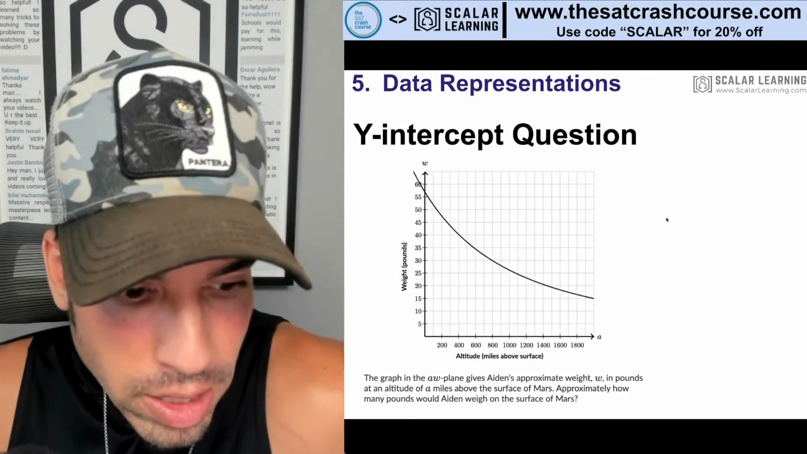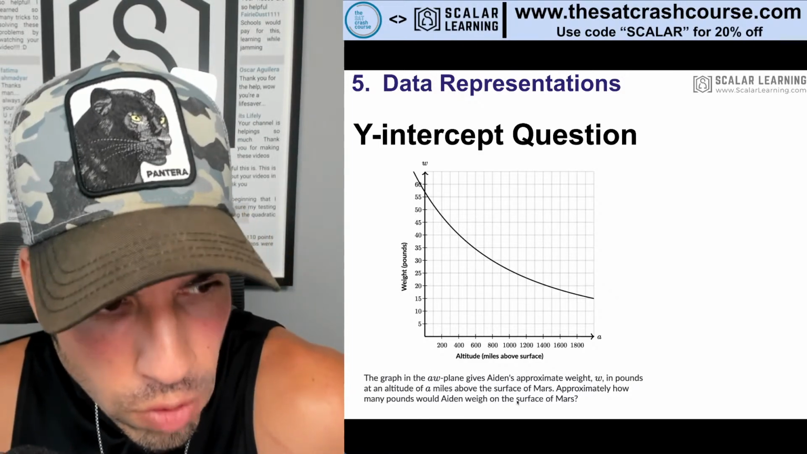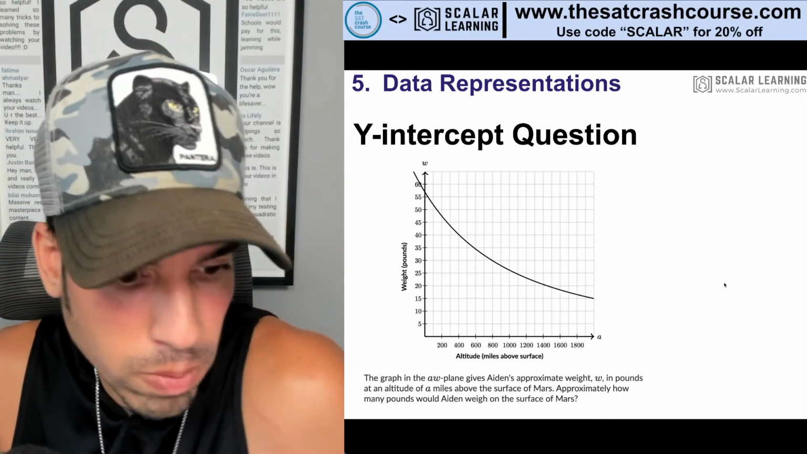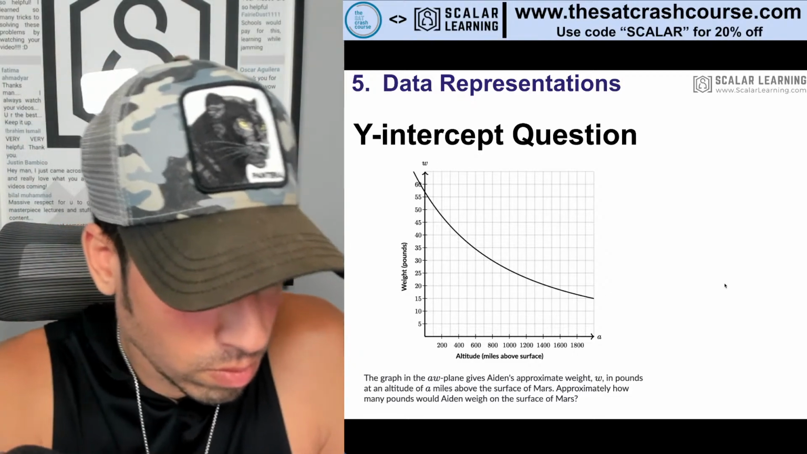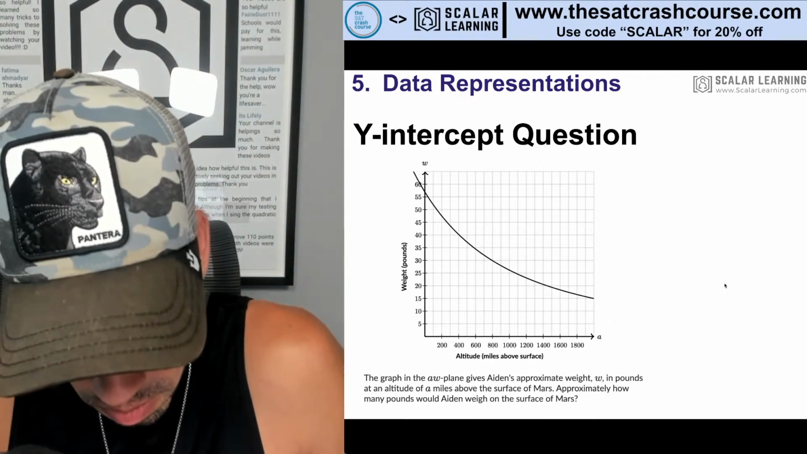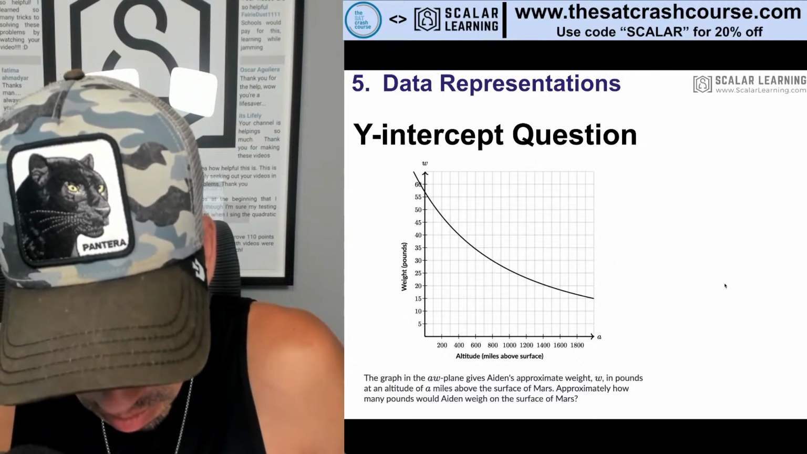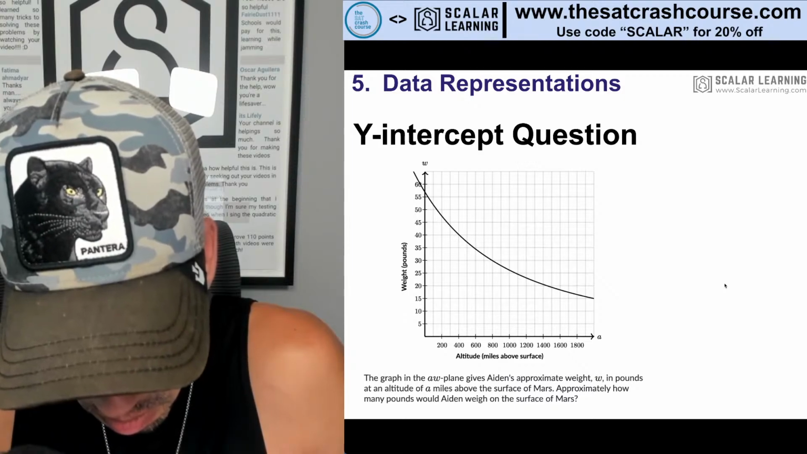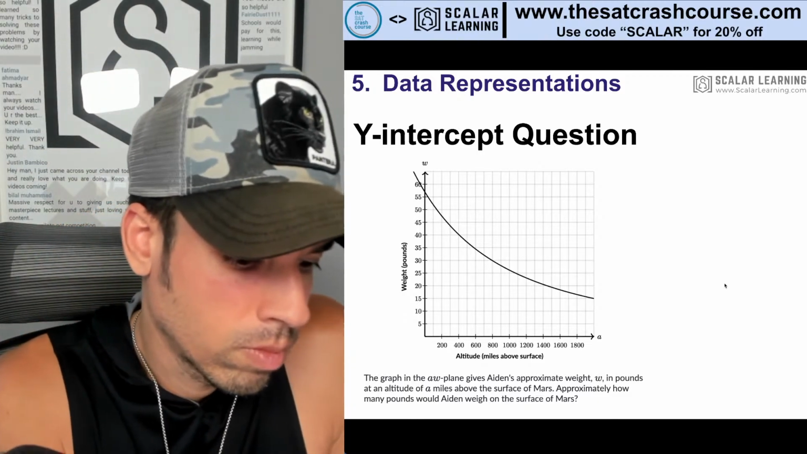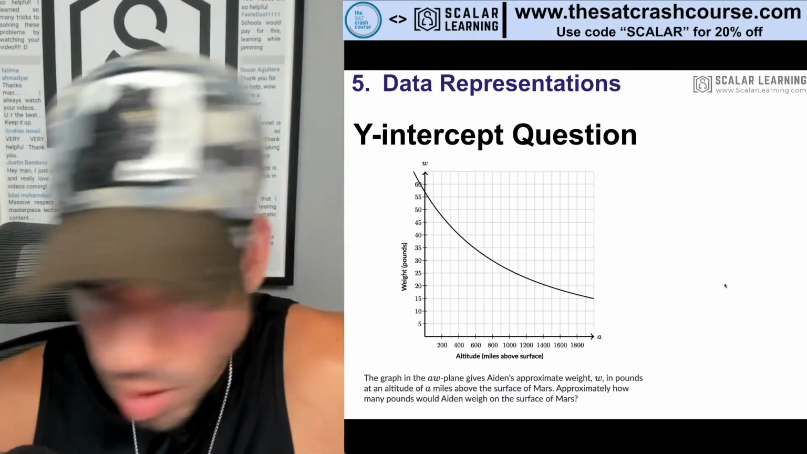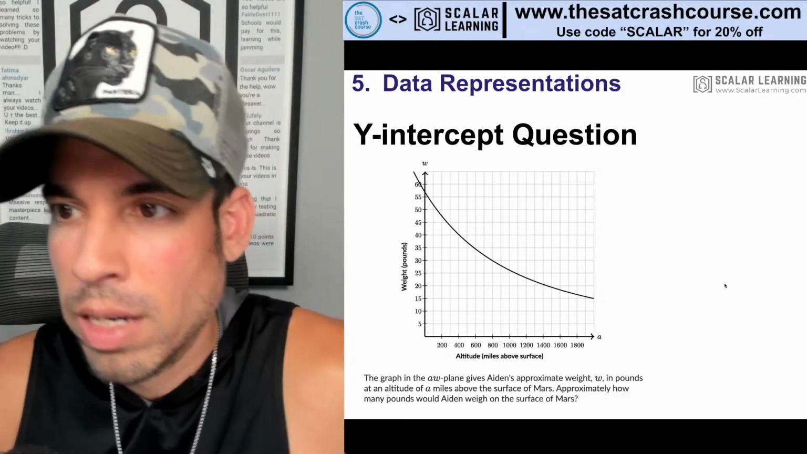All right. Now we have a y-intercept problem. Once again, go ahead and give this a shot. It says approximately how many pounds would Aiden weigh on the surface of Mars? Take 30 seconds and think it through. Post those answers in the chat, guys. And again, you can approximate here. It doesn't have to be exactly right.